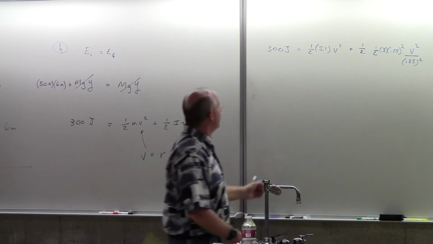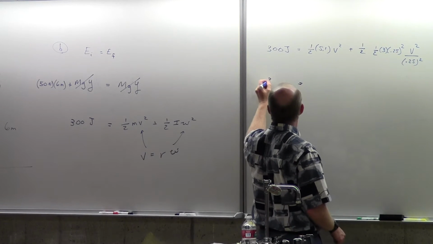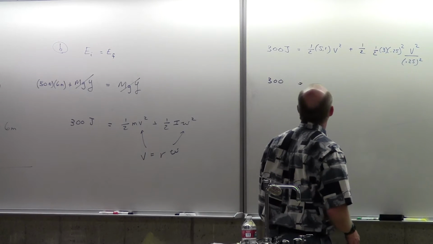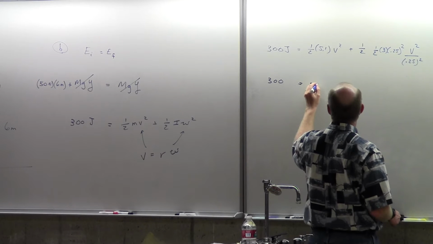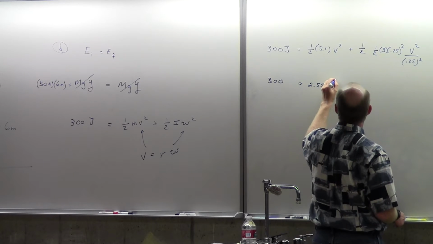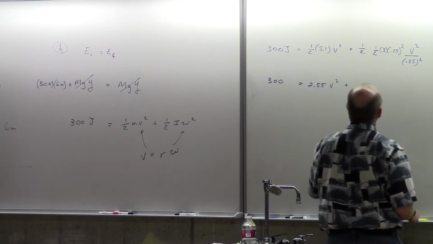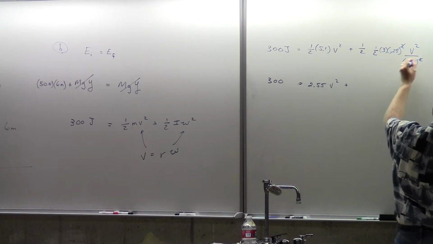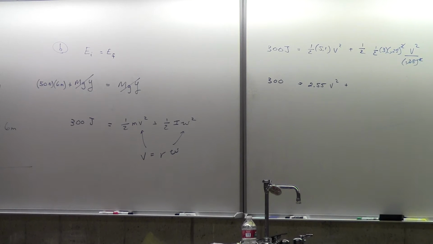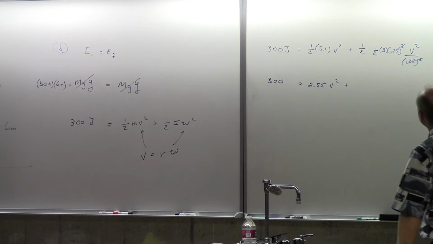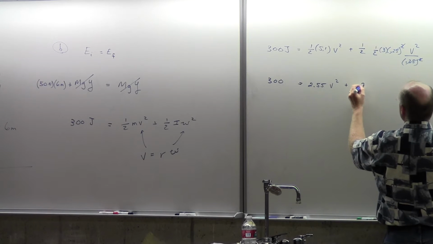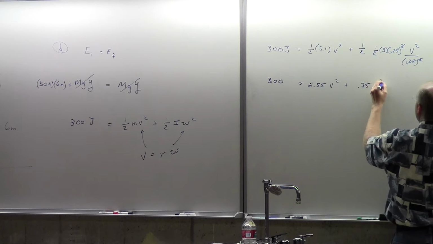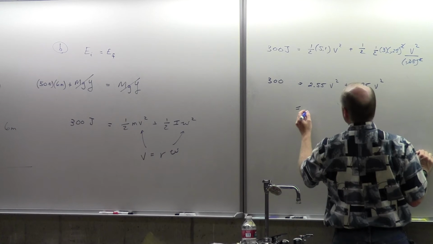here for v. So I'll put a 300 here. Half of 5 is 2.5 v squared. This came out pretty nice. The 0.25 squared on top and the 0.25 down below cancels off. So this becomes 3/4, 0.3 v squared.